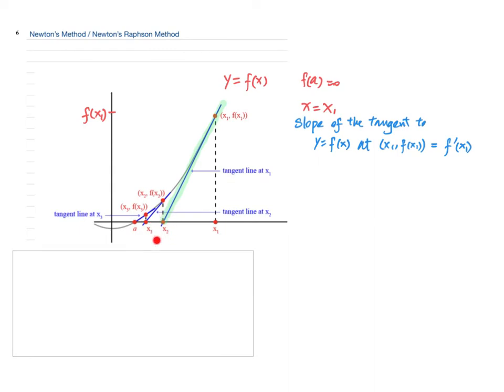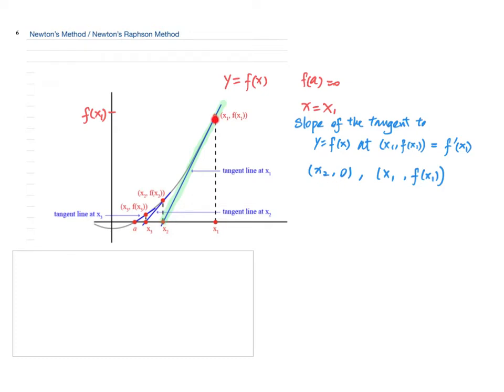Mathematically, how do we get the value of x2? First of all, we have to know that the slope of the tangent to the curve y equals f(x) at this point, (x1, f(x1)), should be equal to the first derivative of this function, f'(x), at the point x equals x1. This is the slope of this highlighted tangent. But at the same time, the slope of this tangent can be calculated by any 2 points on this straight line. And now we have 2 points. The first one is (x2, 0).